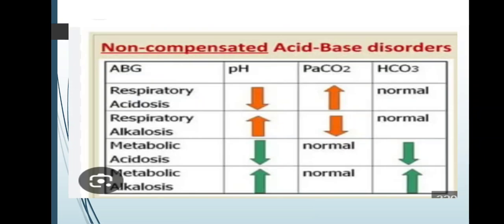So let's look at this diagram, a brief summary of what we have discussed. If pH is low, partial pressure of carbon dioxide is high and bicarbonate is normal, that is respiratory acidosis. If pH is high, partial pressure of carbon dioxide is low and bicarb is normal, that's respiratory alkalosis. If pH is low, partial pressure of carbon dioxide is normal and bicarb is low, that's metabolic acidosis. And if pH is high, partial pressure of carbon dioxide is normal and bicarbonate is high, that is metabolic alkalosis.